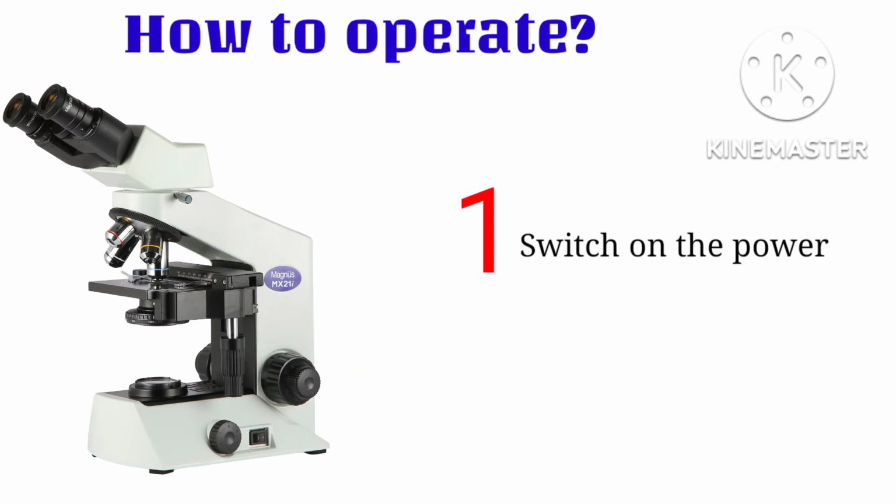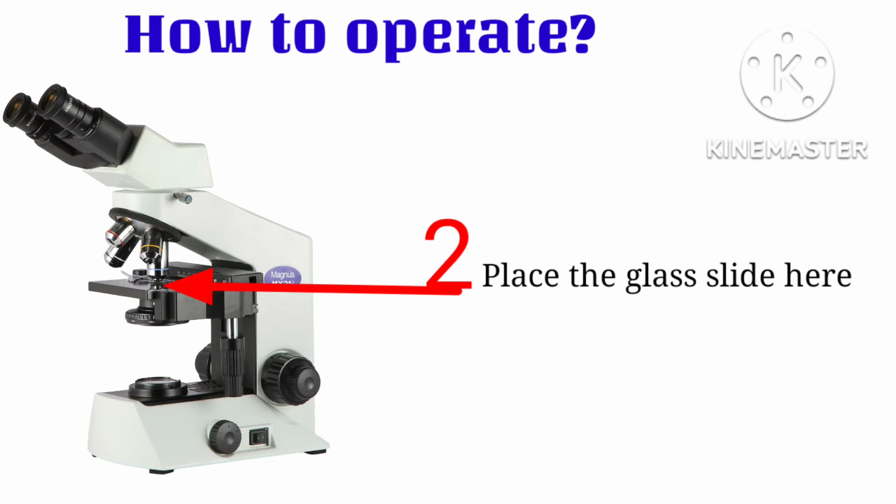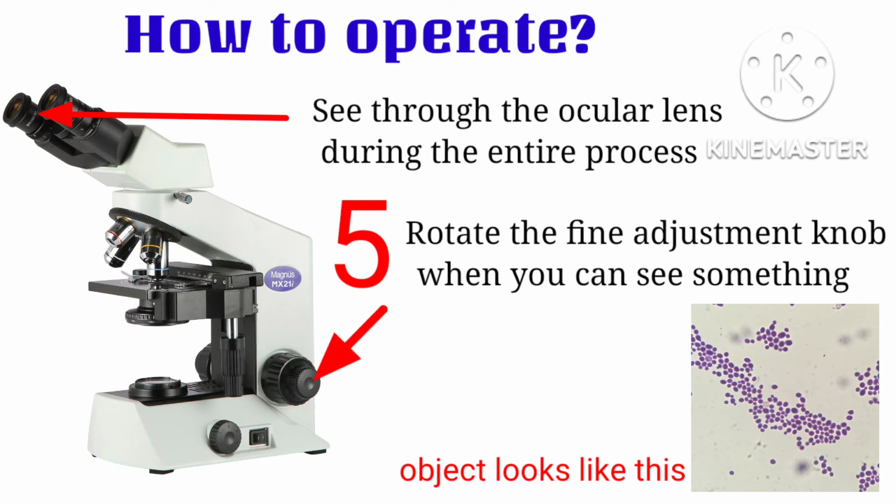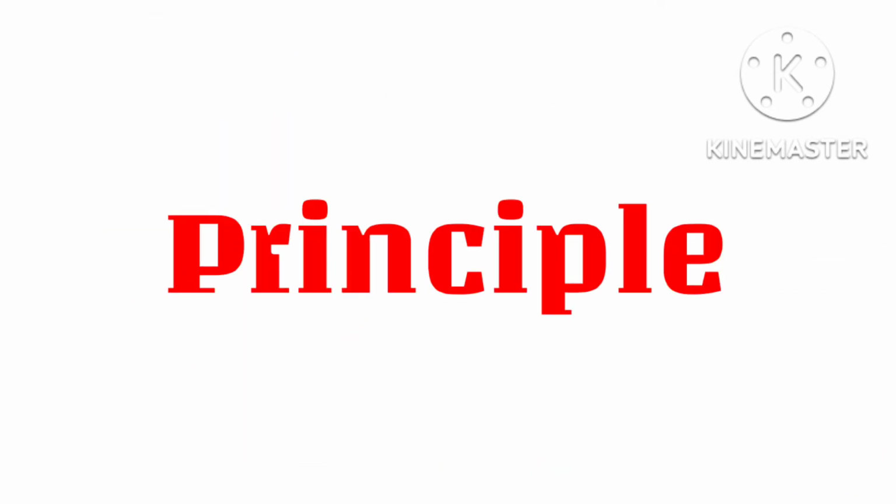Your first task is to switch on the main power, switch on the light source, place the glass slide onto the stage and rotate the coarse focus first. Fine tune by help of the fine focus, observe through the ocular lenses. Now, what is the principle of compound bright field microscope?